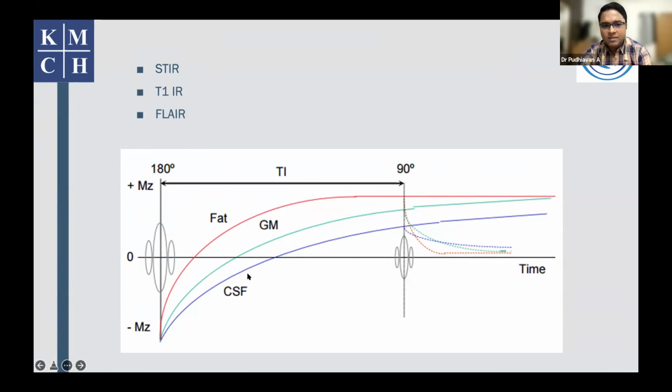In the same way, if you give an inversion time at which the CSF or the water protons are at 0, then you will get an image contrast with no signal from water molecules, and you will get what is called a FLAIR image, or a CSF or water suppressed image.